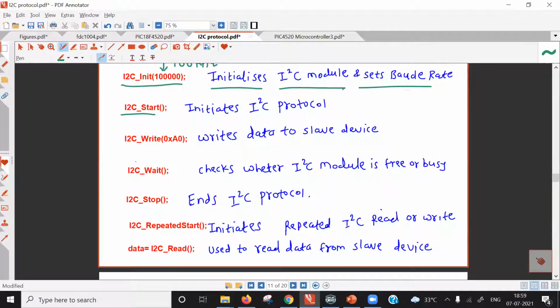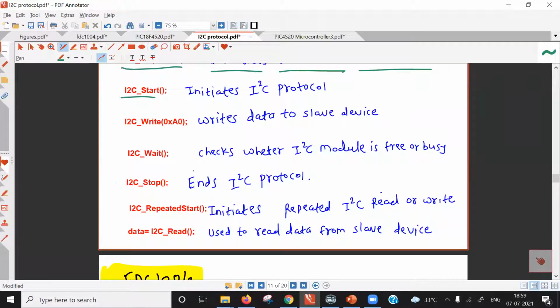So the purpose of this function is to check whether the bus is free or not, whether data transmission or reception is under progress or not. So if data transmission is under progress, data reception is under progress, or the bus is not free, then the program remains here in this function until the bus becomes free.